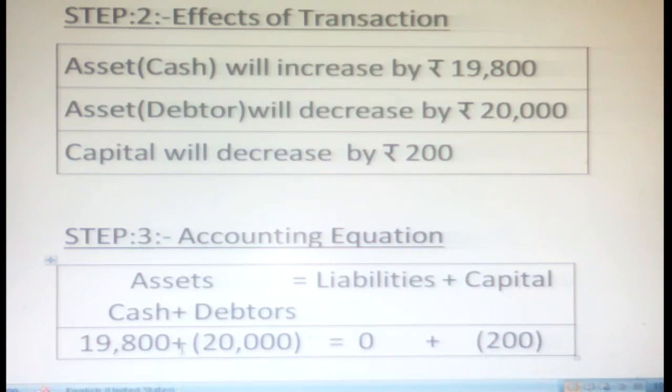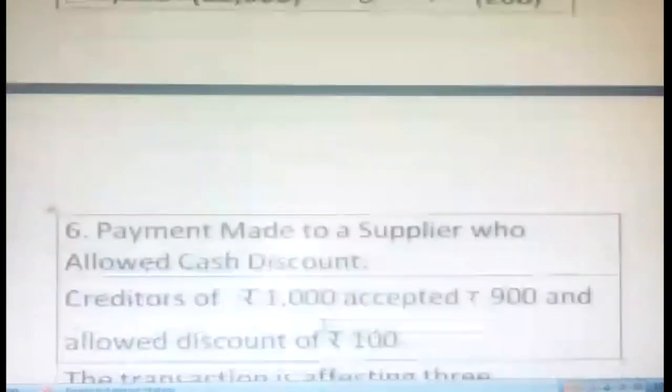Understood? So 19,800 this side. So 20,000 minus figure. Then here also 200 minus figure. So 20,000 minus 200, 19,800 negative figure. So the accounting equation is equal. Always we have to show the equality. Then we have to move to the next example.